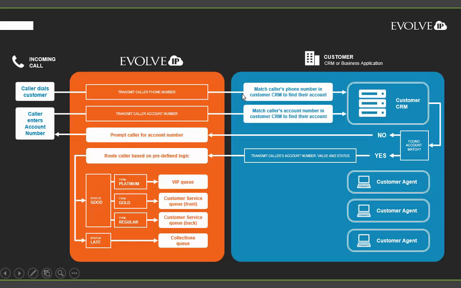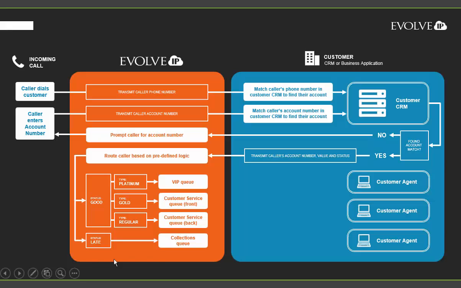So, for instance, in this scenario, the customer designates each of their accounts with various values, so platinum, gold, regular, for instance. So in this case, if this caller had a platinum value to the customer, they might go to the VIP queue. Maybe they're in a gold status, they jump ahead of all the other regular customers, and the regular customer just goes back into the normal customer service or sales queue, for instance.